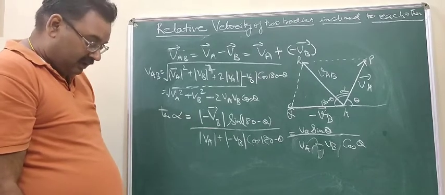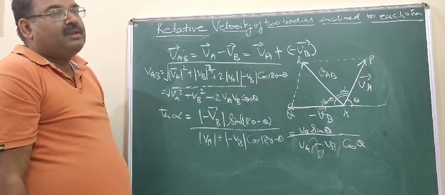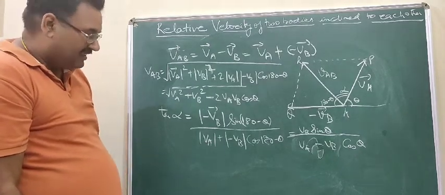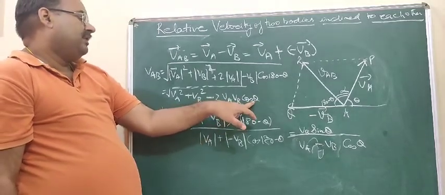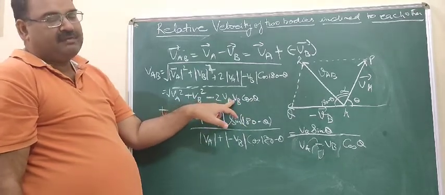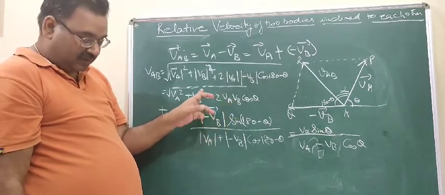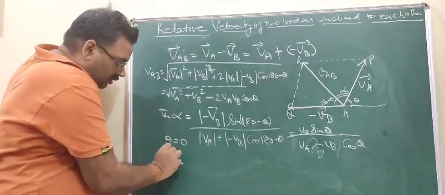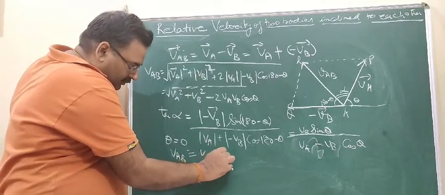Now here there are again two cases. One, if the bodies A and B are moving with the velocities VA and VB parallel to each other, that is theta equal to 0. If we put theta equal to 0 here, what will be the value of cos 0? It will be 1. The formula becomes VA squared plus VB squared minus 2 VA VB. So the relative velocity formula becomes the whole square of VA minus VB, that is VA minus VB. So if theta is 0, VAB will be VA minus VB.